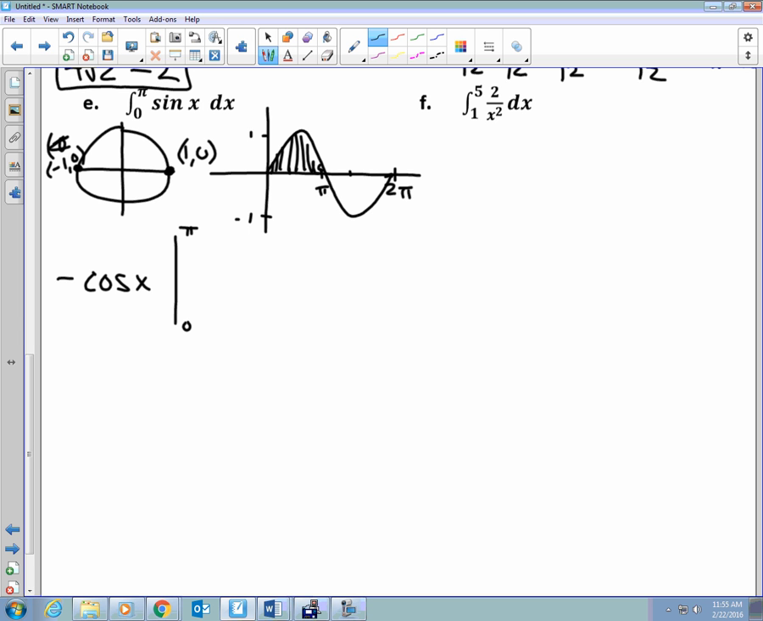What's the derivative of negative cosine? Positive sine. Yep. Yes. Derivative of cosine is negative sine. So the derivative of negative cosine is positive sine.